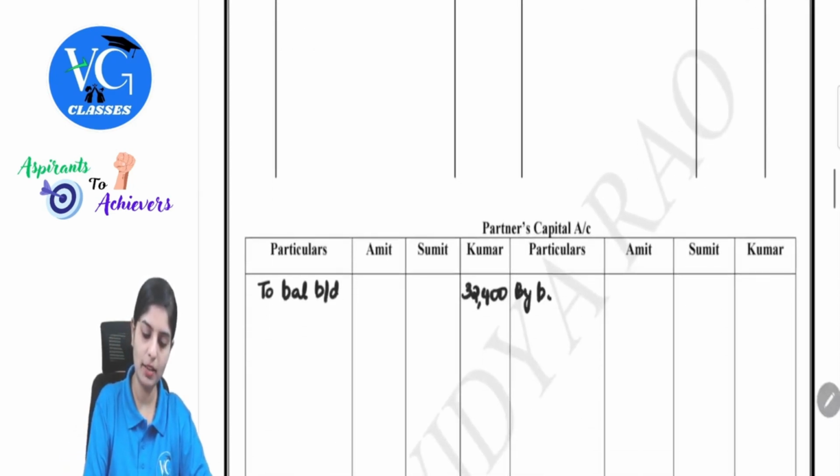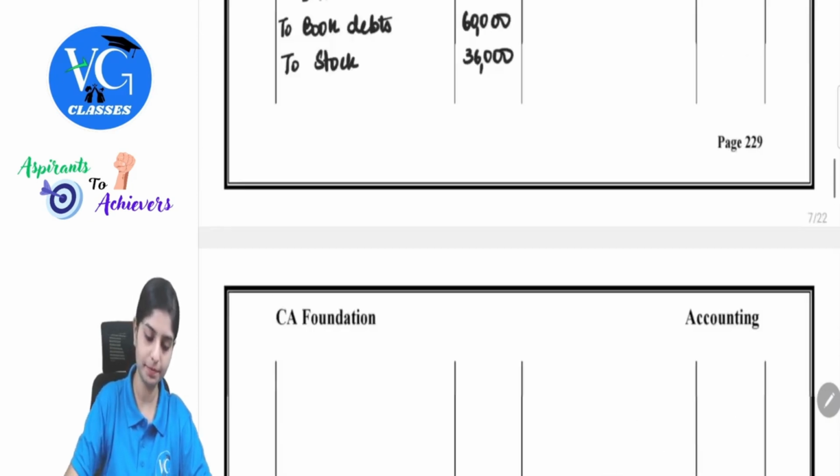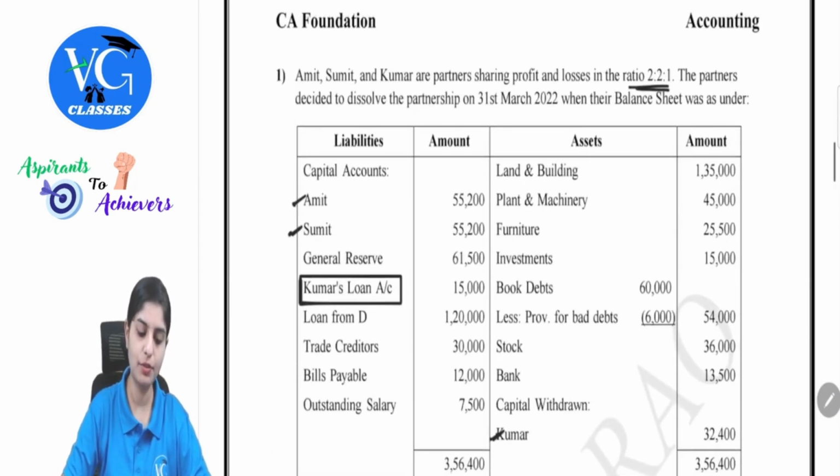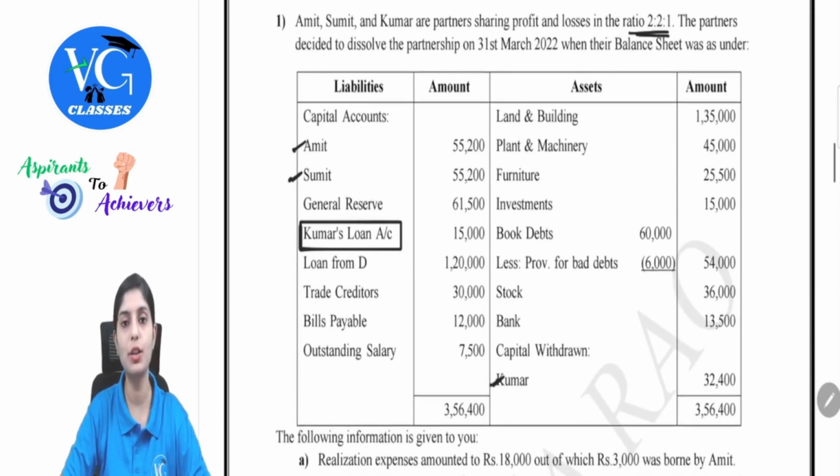So, by balance brought down 55,200, 55,200. Then we have general reserves. This should be transferred to partners' capital, 61,500. Their profit sharing ratio is 2:2:1.